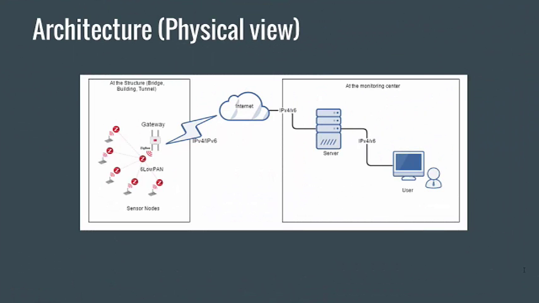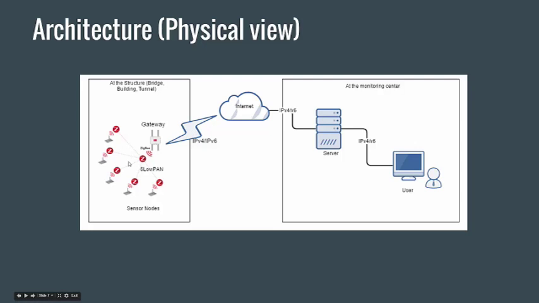We will see the physical view or deployment view of an SHM application. Here we have low power sensors at the structure like bridges, buildings and tunnels. These low power sensors operate on small packet sizes and communicate to the internet through a gateway. The communication between sensor and gateway happens through 6LoWPAN. 6LoWPAN is a protocol which enables IP addressing for each individual node. The communication from gateway to internet happens through the IPv6 protocol.